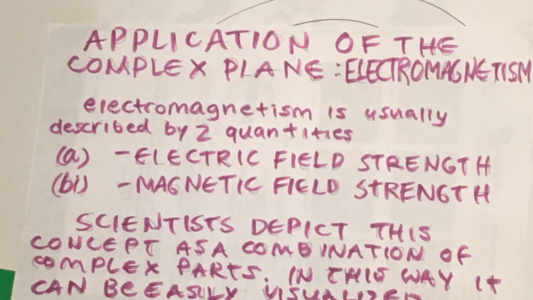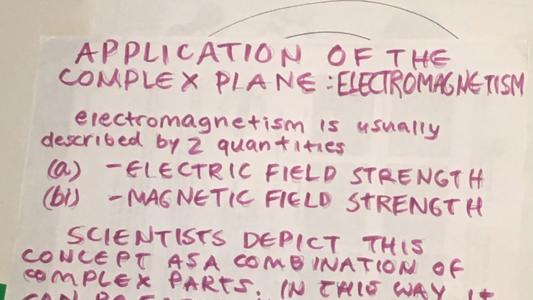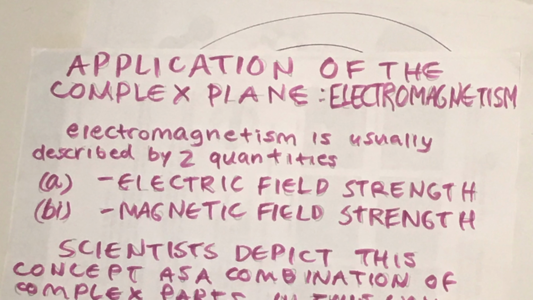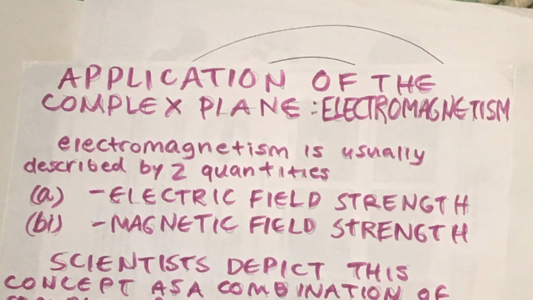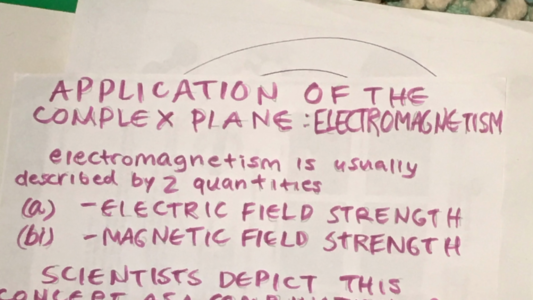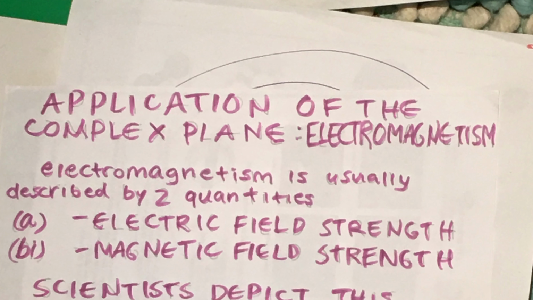Electromagnetism is usually described by 2 quantities: electric field strength, which is generated by a flow of ferromagnetic materials and a combination of kinetic energy beneath Earth's crust, and magnetic field strength. Scientists depict this concept as a combination of complex parts. In this way, it can be easily visualized. A being electric field strength and Bi being the product, magnetic field strength.